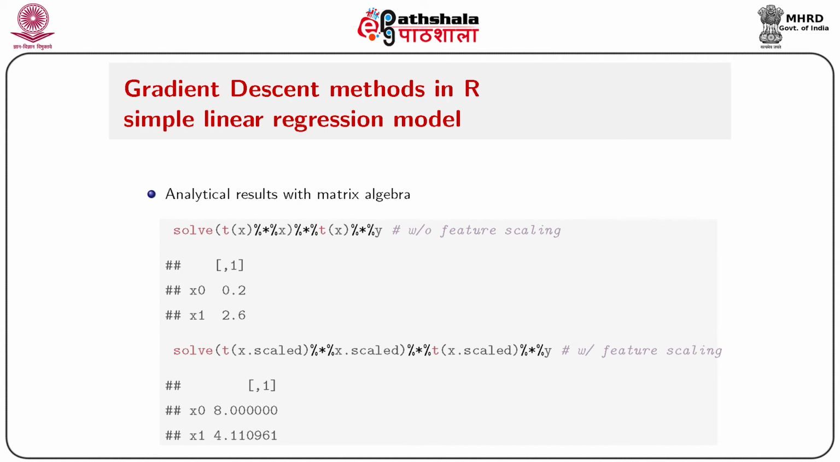For the analytical results with matrix algebra, you just have to use the function solve with x prime x. This is the R expression of the formula, x prime x inverse into x prime y. This is the matrix multiplication we solve, and the solution will come around 0.2 and 2.6. For the scaled x also, it is the same: solve of x scale prime x scale, into x scale prime y. So it will be 8.0 and 4.1.